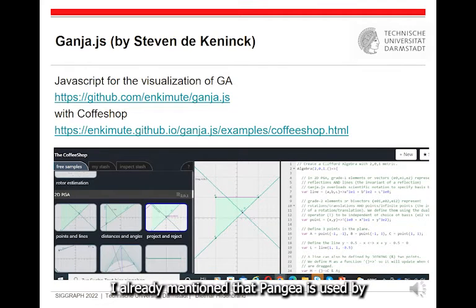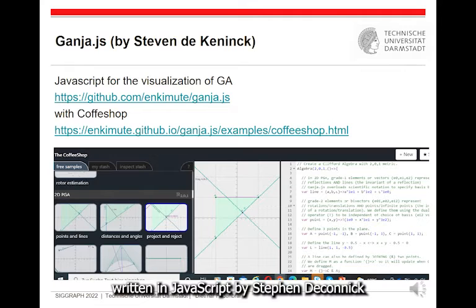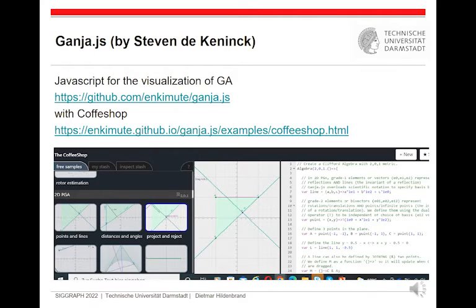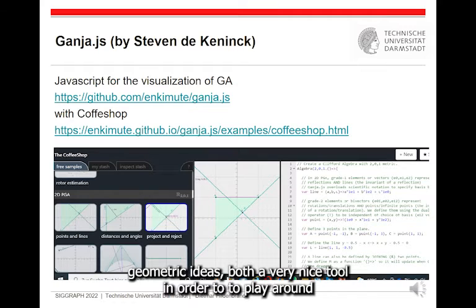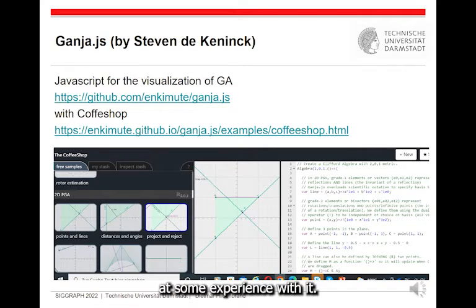I already mentioned that Ganja is used by Gallop Web in order to visualize the results of the geometric algebra algorithms. Ganja is a software package written in JavaScript by Stephen Decanic. And here you can see the link to this software together with a link to the so-called coffee shop, a coffee shop in order to present some examples of different geometric algebras. A very nice tool in order to play around with geometric algebra and to get some experience with it.